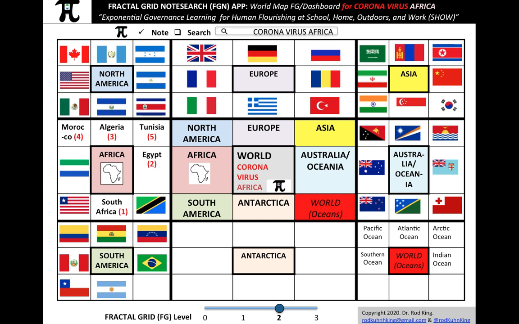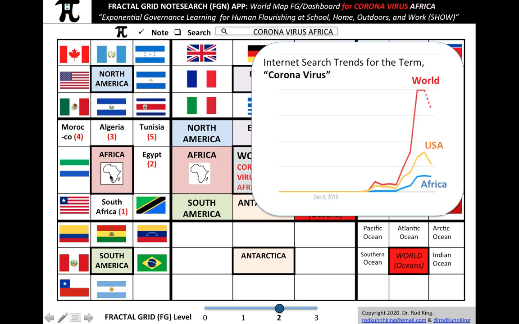So this is just a textual description of the countries and how they rank in terms of incidences of the coronavirus. We can click on the Africa symbol and we can see the trend of searches on the internet regarding coronavirus. If we look at the right hand side, we can see that Africa does not search as much as the US, and things were dropping on December 8th, 2019, but it's now rising. So you can see lots of information from this.